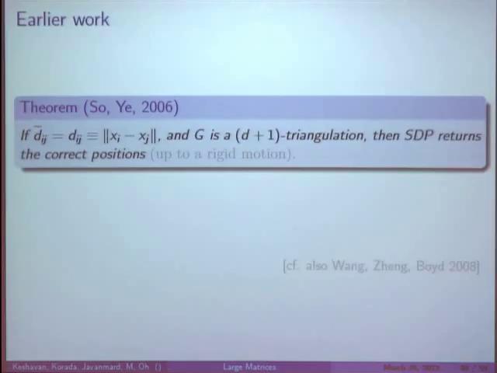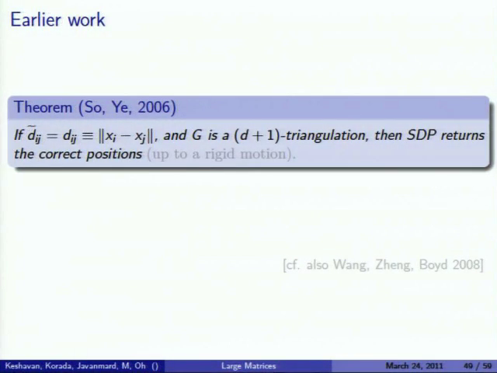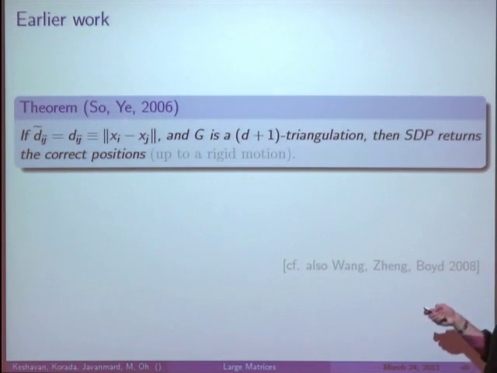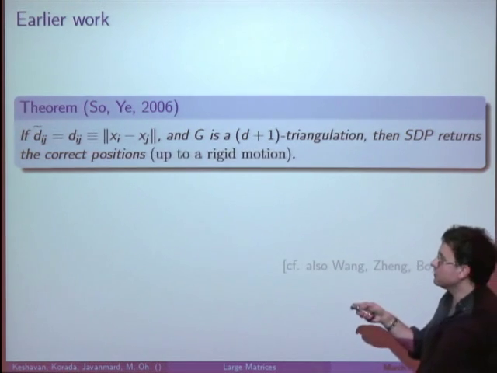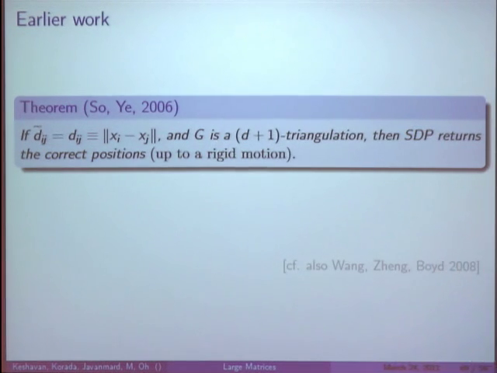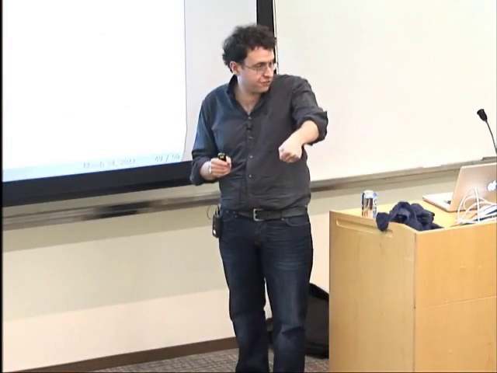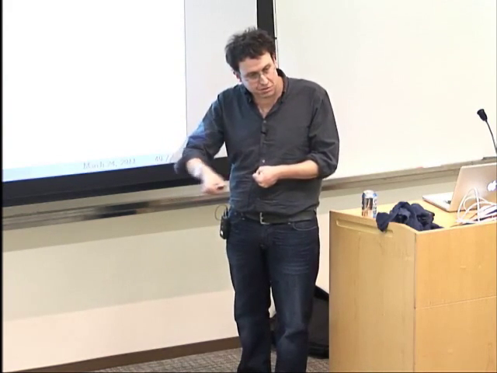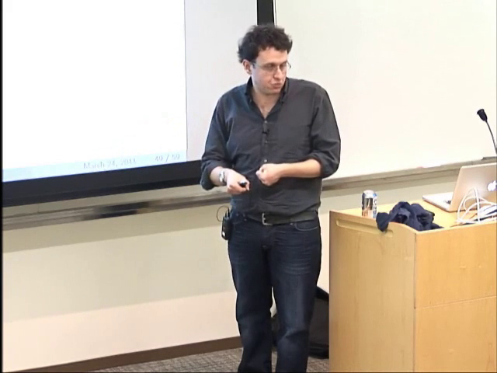Okay, so what is known? People looked at this SDP relaxation, mainly motivated by sensor positioning, mainly Ye and co-workers. They proved that if the measurements are exact and the graph is a D+1 trilateration, then this algorithm returns the correct positions. So what does D+1 trilateration mean? That there exists an ordering of the vertices such that vertex i has at least D+1 neighbors among vertices 1 to i minus 1.